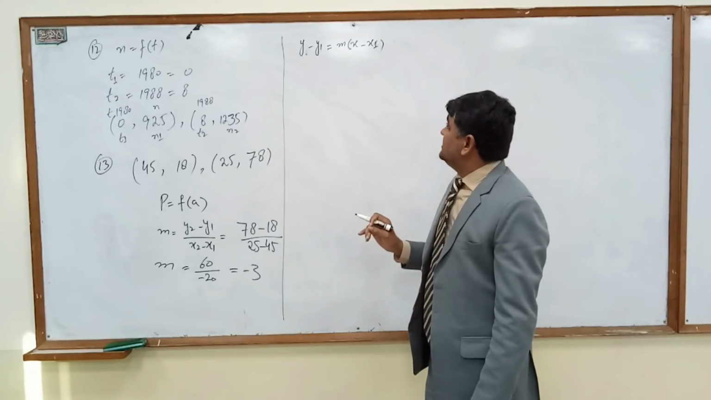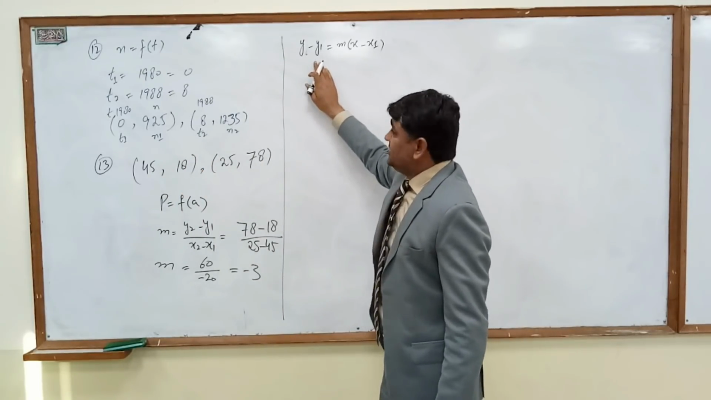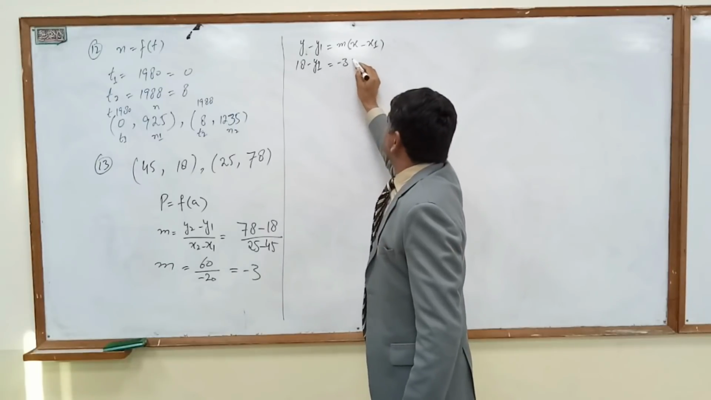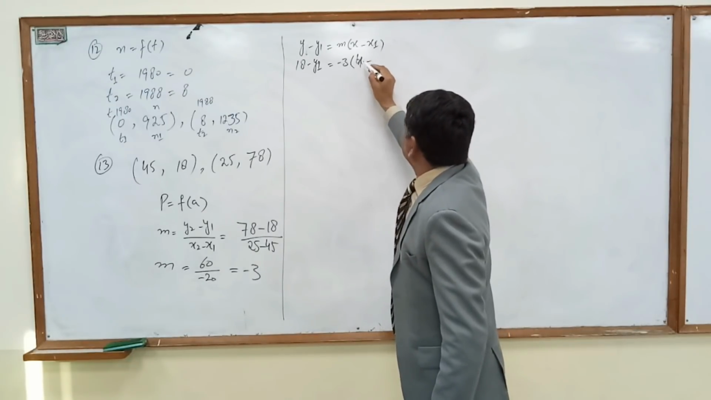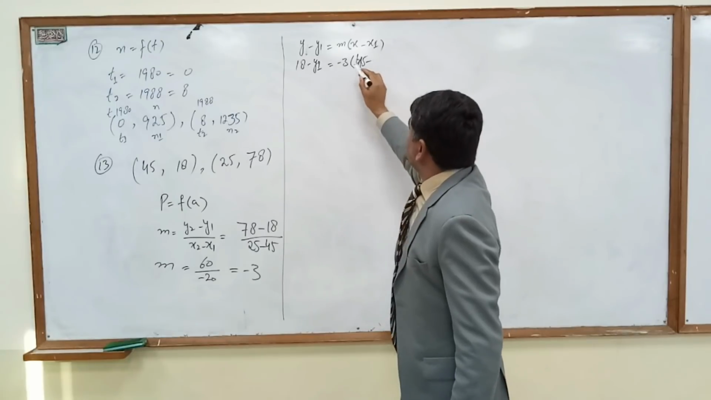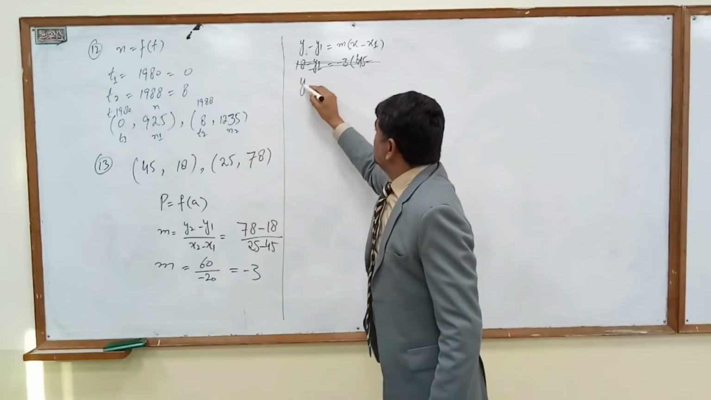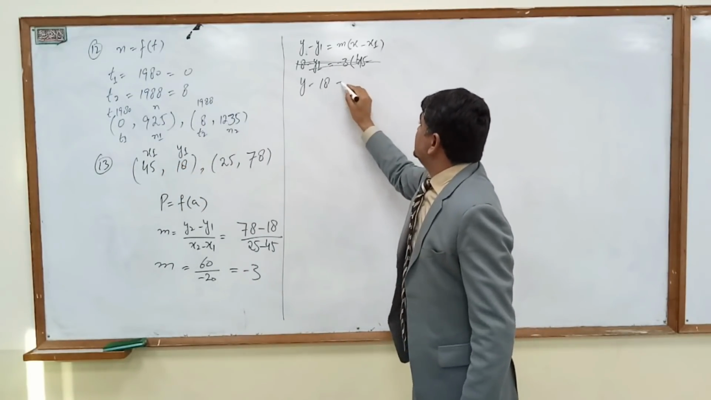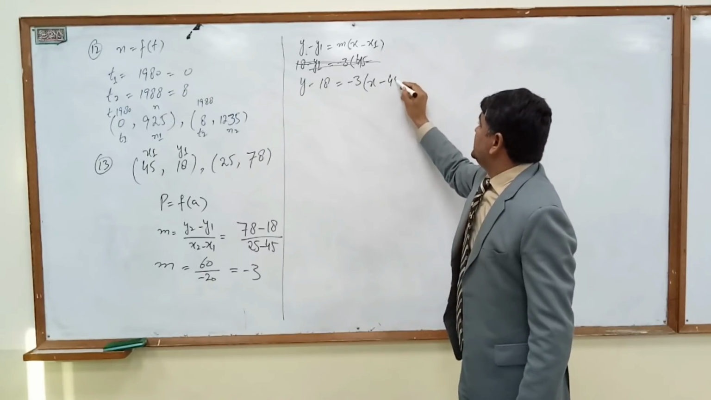We have the values of x and y. So if we consider the first point, y minus y1, the value of y is 18, m is minus 3, x minus the value of x1, x1 is 45. Here we are making a mistake. Y minus 18, here is y1, here is x1. So y minus 18 is equal to minus 3 into x minus 45.